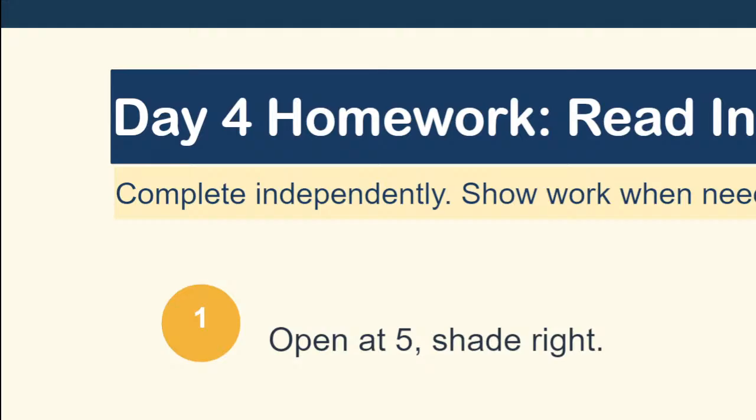Okay, Day 4 homework. Number 1, open at 5, shade right. Number 2, closed at -1, shade left. Number 3, open at 2, shade left. Number 4, closed at 6, shade right. Number 5, which symbol matches an open circle, shade left. Number 6, which symbol matches a closed circle, shade right. Answer keys on the next slide.